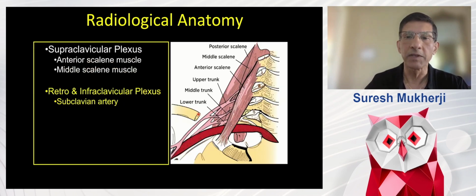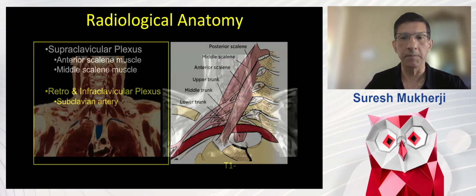Now, when the surgeons start talking about the retro and the infraclavicular portion of the brachial plexus, we can identify this pretty easily by looking at this constant anatomic structure, and that's the subclavian artery. So when you look at the subclavian artery, as we talked about before, this gives rise to the names of the cords of the brachial plexus. So the retro and the infraclavicular portion, which are formed by the divisions and the cords of the brachial plexus, can be easily found if you can see the subclavian artery.